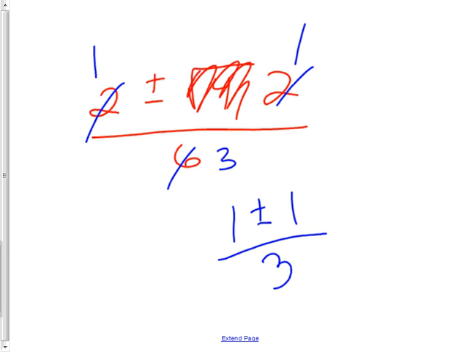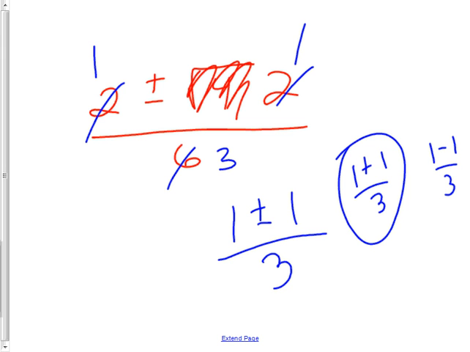Do I have to actually finish it? Yes, you do, because I have all the numbers. So it's 1 plus 1 over 3 and 1 minus 1 over 3. I'm going to do it separate. 1 plus 1 over 3 and 1 minus 1 over 3. What's that one? 2/3. What's that one?